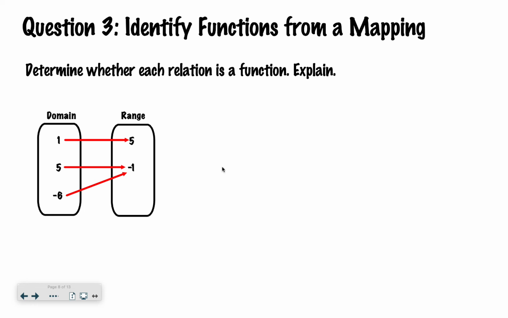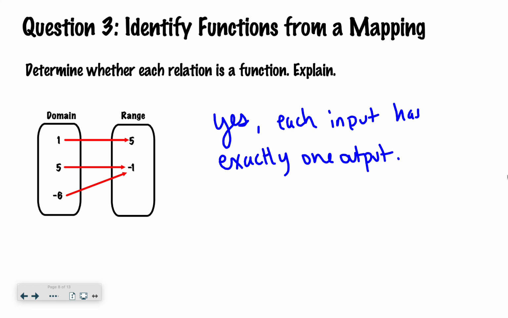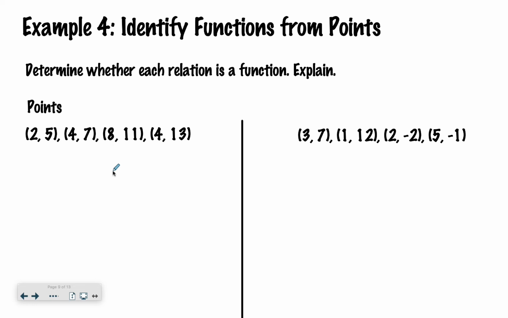So now I want you to look at this example right here, and I want you to determine, is this relation a function? Good luck. All right, for this problem, hopefully you said, yes, it is a function because each input has exactly one output. Okay, so the 1 only goes to the 5, only goes to a -1, and this -6 only goes to -1.